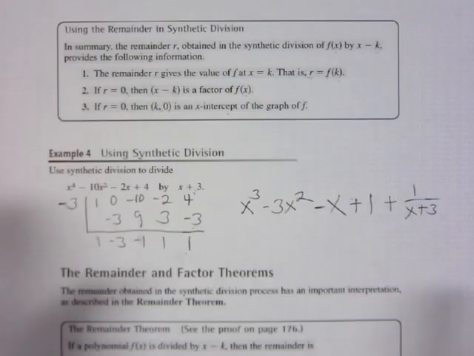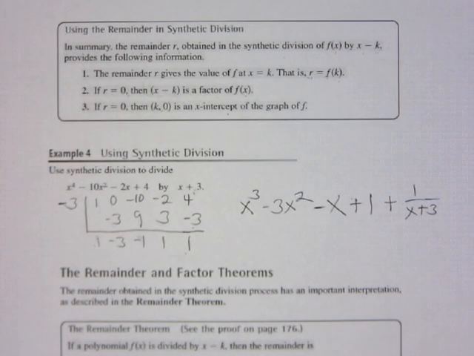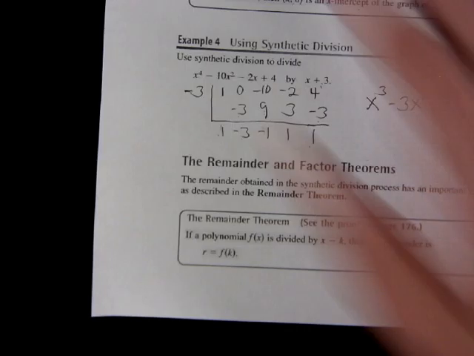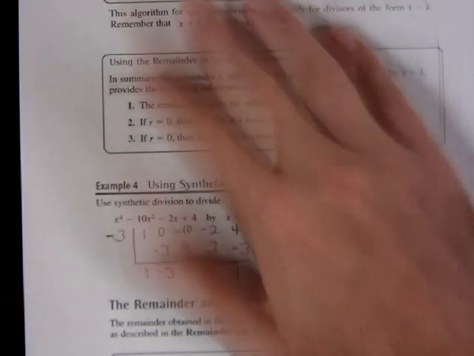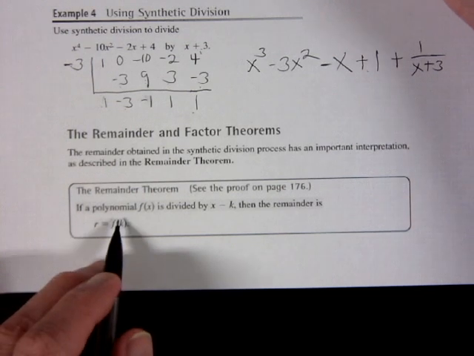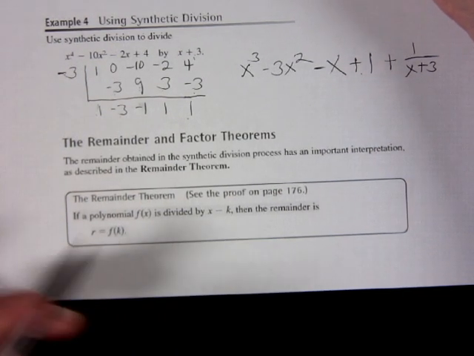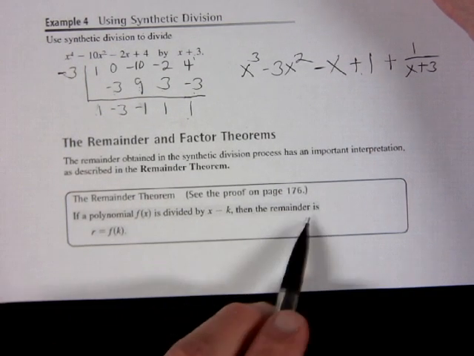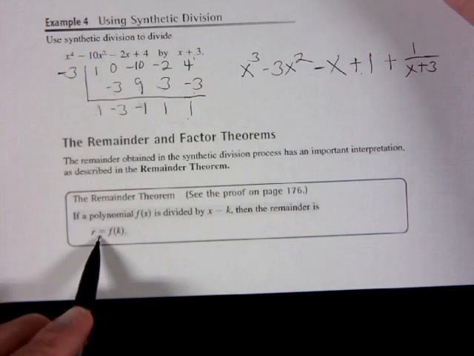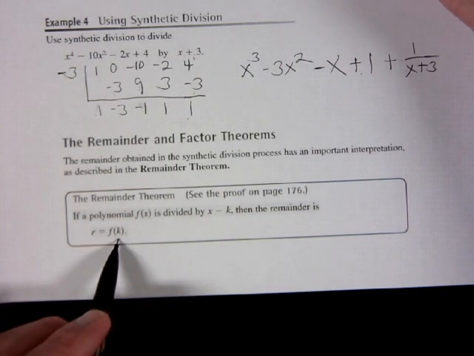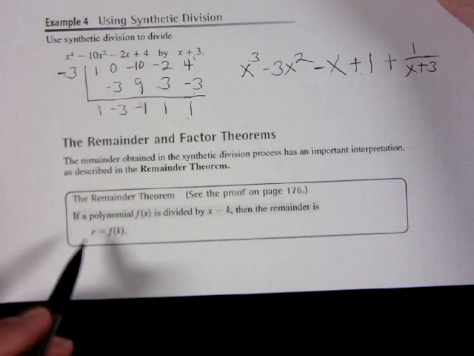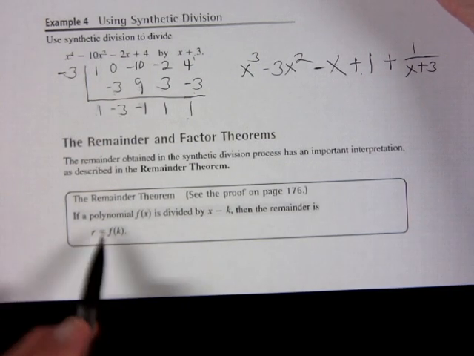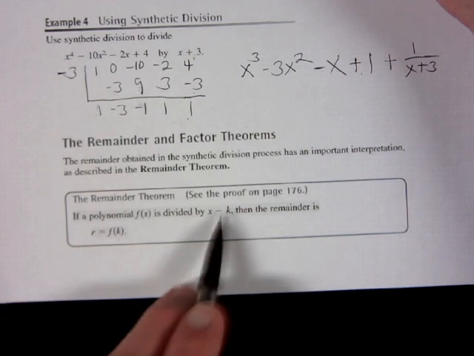Okay, next thing that we come to is what is known as the remainder theorem. And here's kind of what it states. It says if you've got a polynomial f of x and it's divided by x minus k, then the remainder r equals f of k. So remember, if you divide it out and you've got a remainder, that's the value of the function when you plug in the k part of what you divided it by.